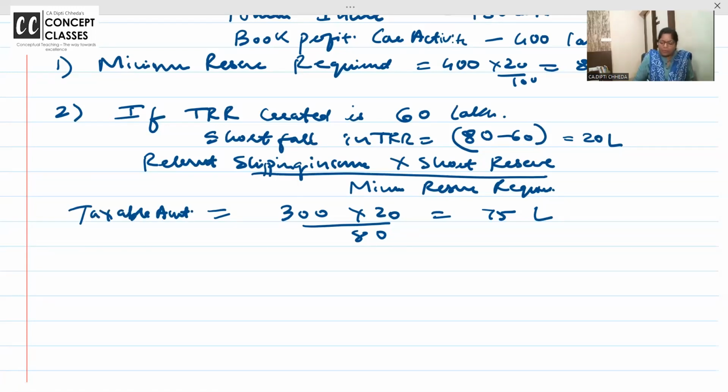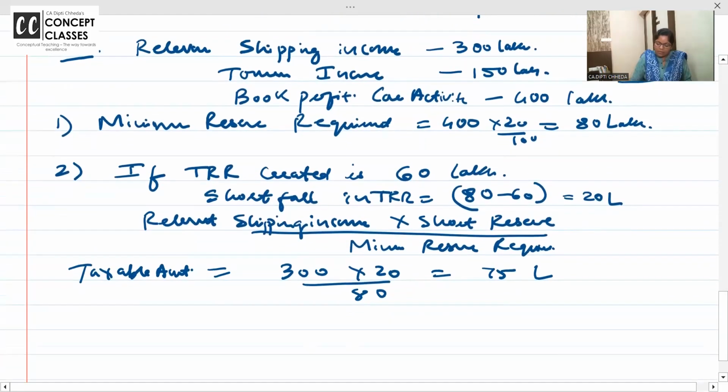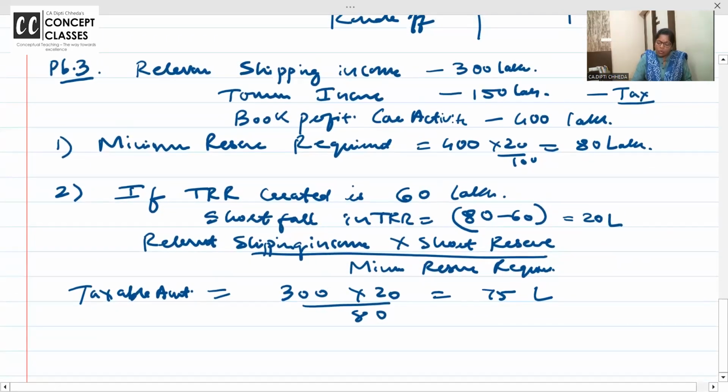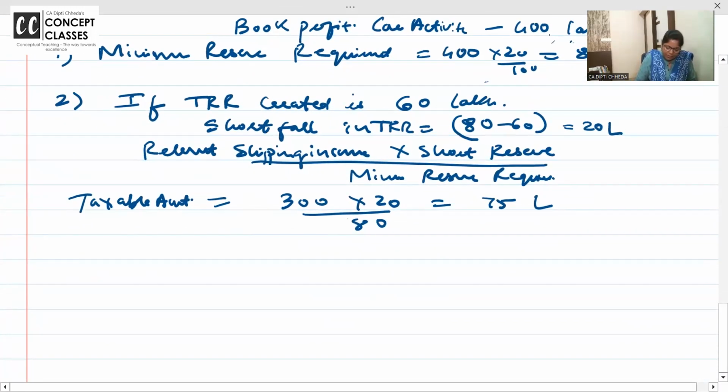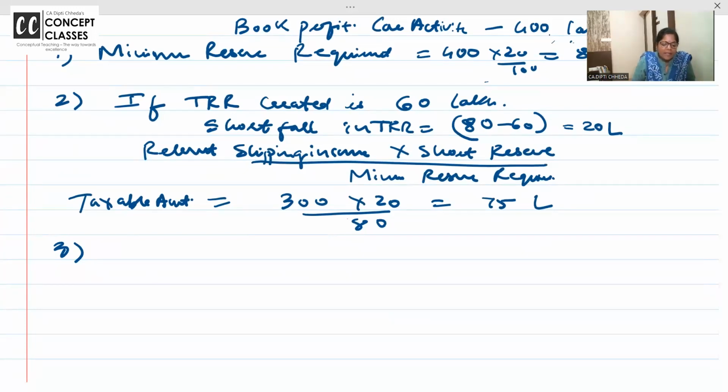वंस अगेन आई वांट टू रिपीट, रिजर्व्स जो है वो कोर बुक प्रॉफिट पे करना है 400 पे, लेकिन जब टैक्सेबल होगा तो रेलेवेंट शिपिंग इनकम इनटू शॉर्ट रिजर्व डिवाइड बाय मिनिमम रिजर्व. थर्ड एस्पेक्ट, शॉर्ट है तो ये है. थर्ड है मिसयूज किए, मिसयूज किए रिजर्व में से.